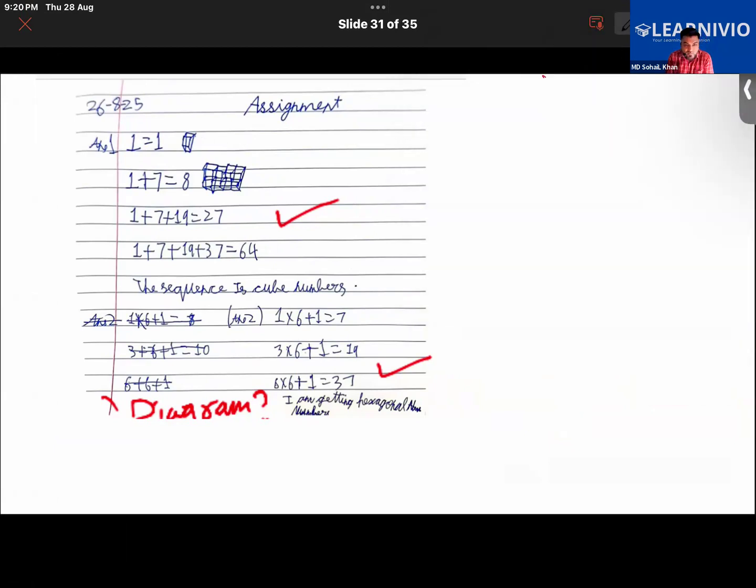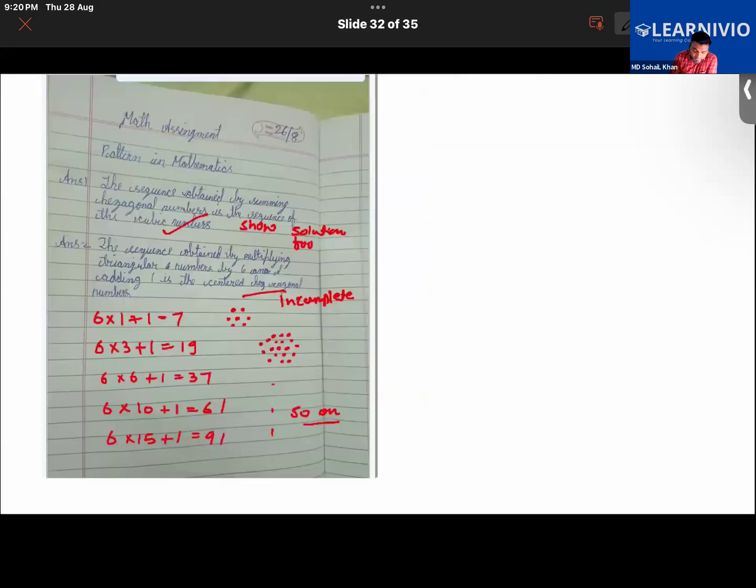See, in the second question, although you have done the calculation correct, the diagram is missing in this one. If you had read the question carefully, the question was saying you have to draw the diagram also. First, identify the pattern, and then you have to make the diagram as well. And the diagram should have been made in the following manner.